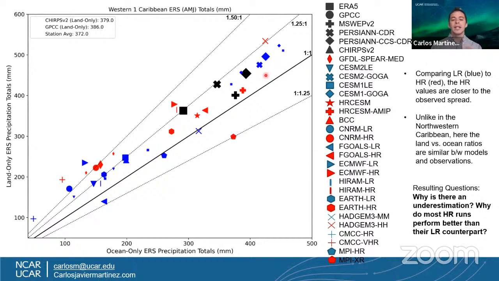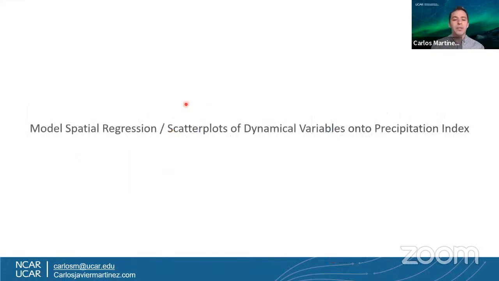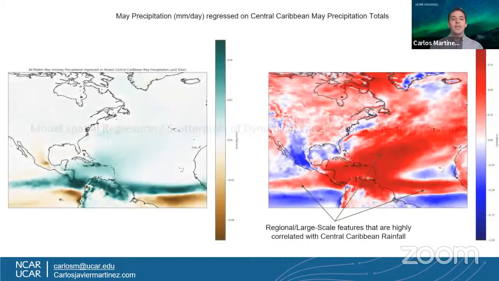Why is that? And it's clear that there seems to be a separation between the high-res and the low-res models. Could dynamics play a role in that bias, in that dry bias? And so going into the model spatial regressions, we see some patterns here that might suggest this. What I'm presenting here is an example looking at May precipitation regressed onto the Central Caribbean May precipitation index. On the left is the regression beta coefficient, and on the right is the correlation coefficient from that model-based regression.